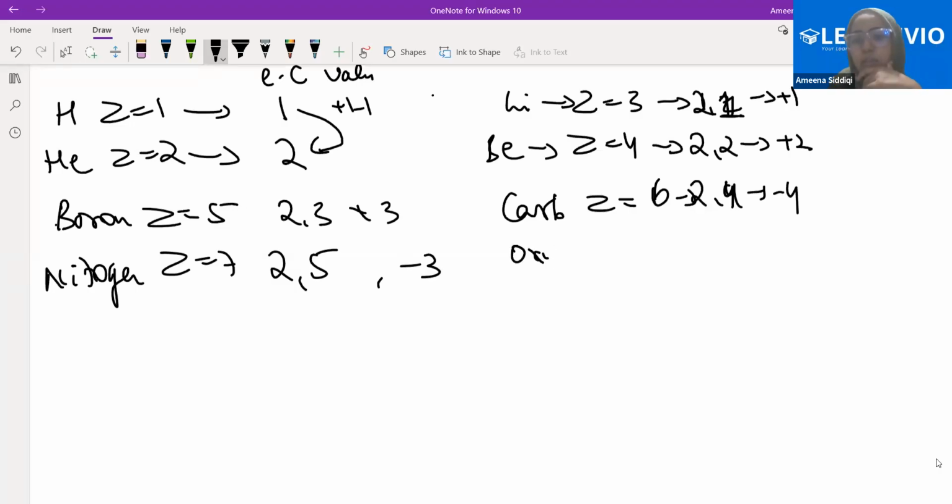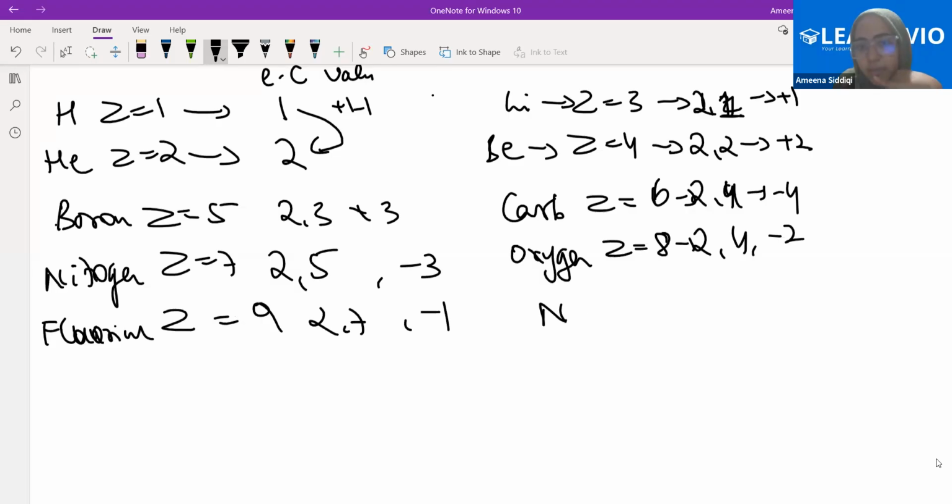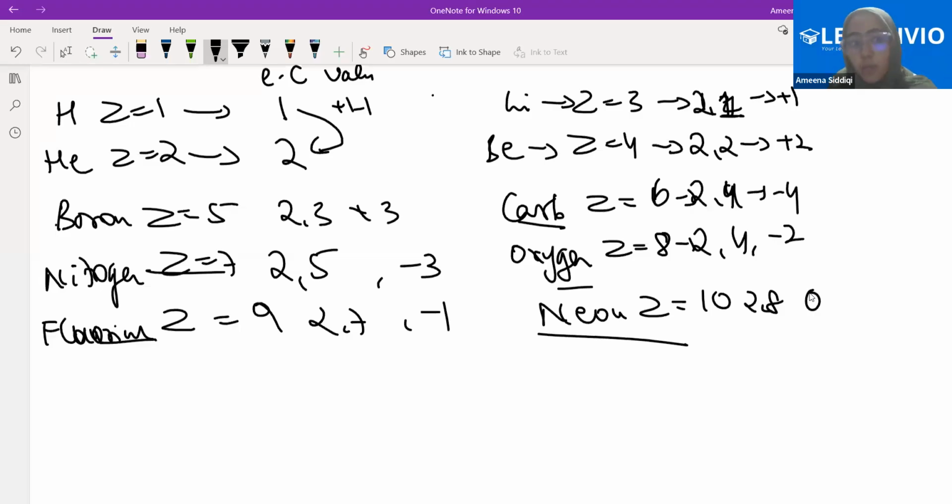Then we have oxygen. Z is equal to 8, 2, 6, minus 2. Then we have fluorine. 9. 2 and 7, gains 1 electron, minus 1. Then we have neon, 10, so 2, 8, and 0. Therefore, carbon, nitrogen, oxygen, fluorine attain the electronic configuration of neon, whereas boron, beryllium, lithium attain the configuration of helium because they were close to helium.